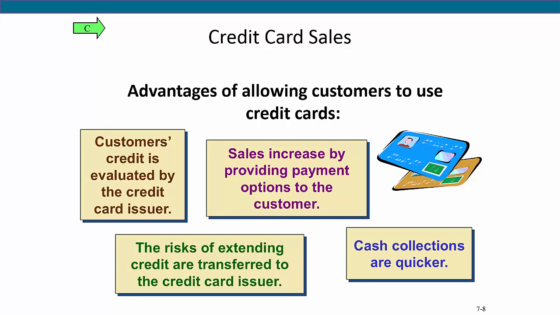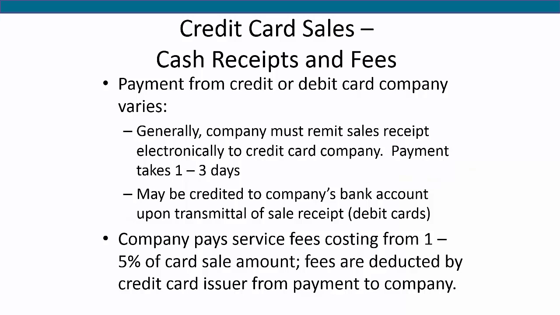Of course, in exchange for all of these advantages, companies pay a percentage of the sale to third-party credit card companies as a payment for using their services. And these fees can range from 1 to 5% of the sale amount. In most cases, the company waits a few days to be paid by the credit card company. The amount paid by the credit card company will be for the amount of the sale, less an agreed upon fee, which ranges between 1 and 4 to 5% of the card sales. American Express takes the longest to pay and charges the most, which is why some businesses don't accept Amex.